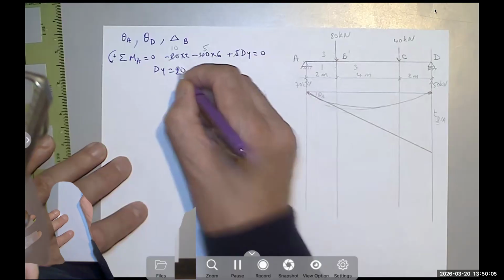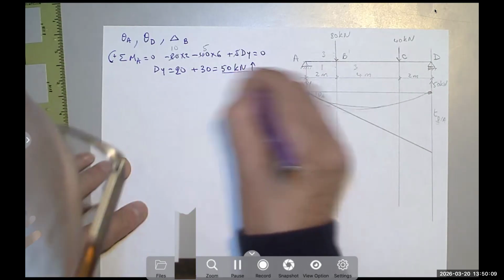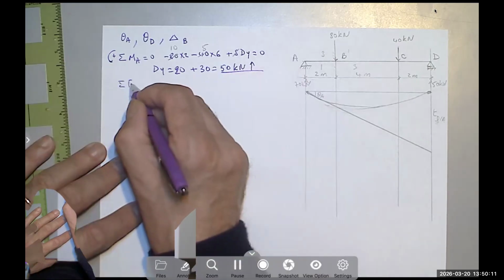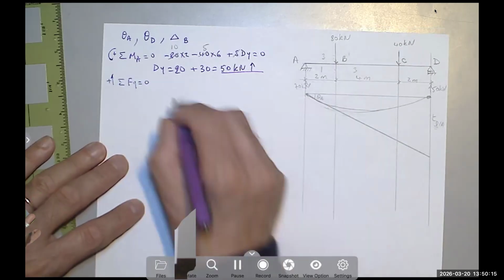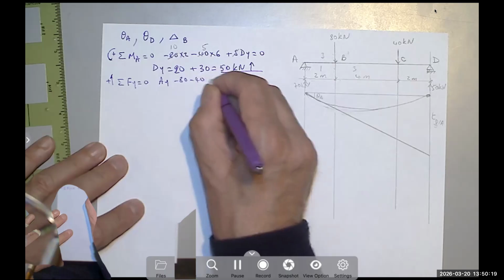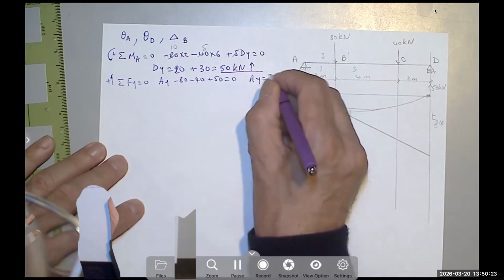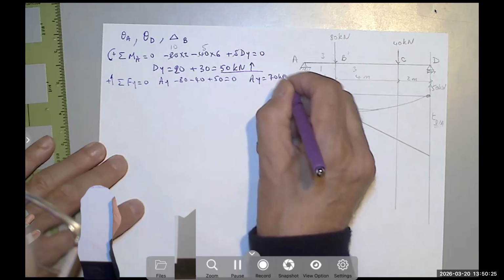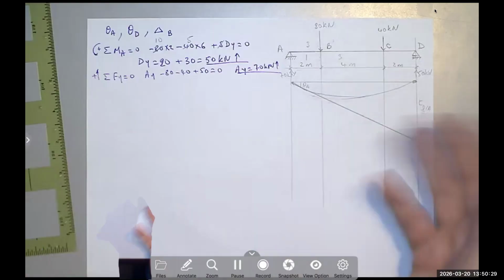So you get 20 plus 30 equals 50 kilonewton, positive meaning up. Then summation of the forces in the y equals 0, up is positive. I have Ay minus 80 minus 40 plus 50 equals 0. So Ay equals 70 kilonewton up. Again, same thing. I just wanted to show you a quick way.